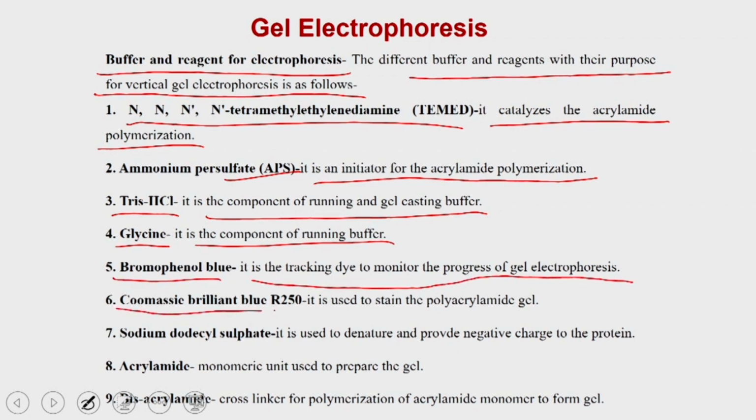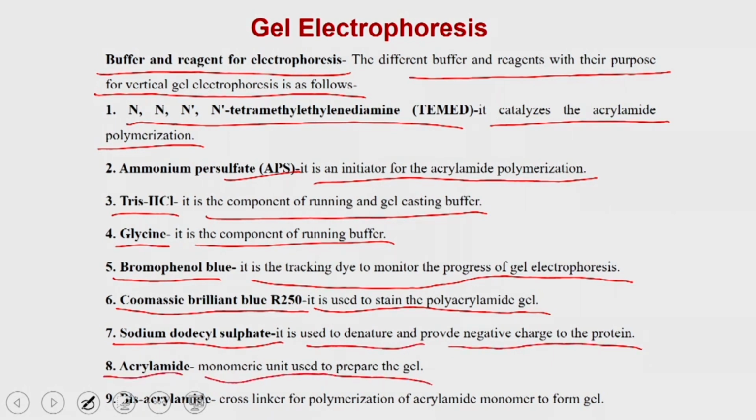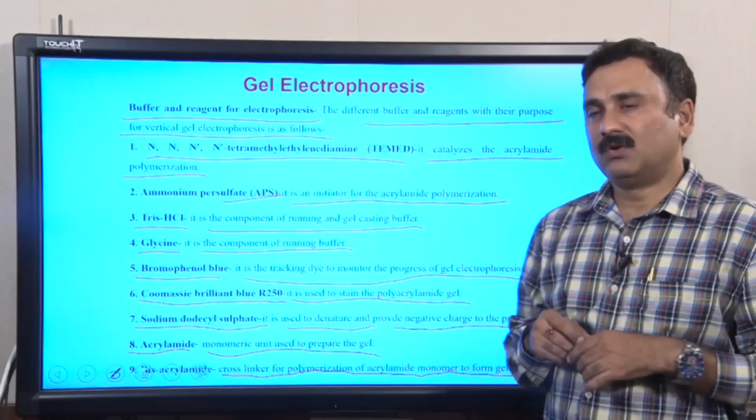Then you have Coomassie brilliant blue R-250, which is used to stain the polyacrylamide gel. Then you have SDS, which is used to denature and provide negative charge to the protein. And then you have acrylamide, the monomeric unit used to prepare the gel, and bisacrylamide, a cross-linker for polymerization of the acrylamide monomer to form the gel. So, these are the different buffers as well as the reagents you need to perform vertical gel electrophoresis.